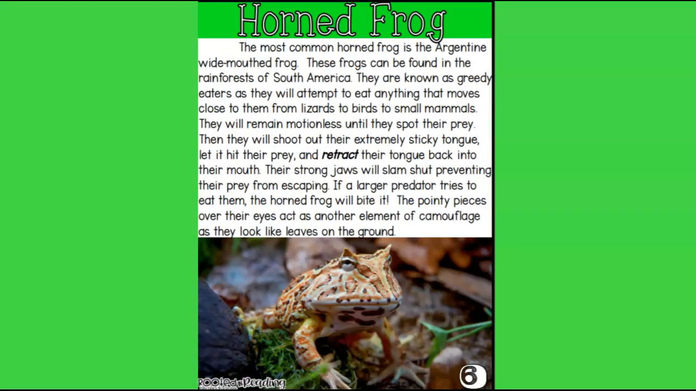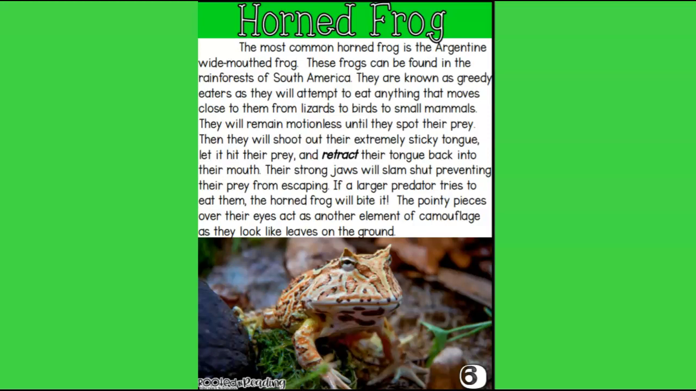The horned frog. The most common horned frog is the Argentine wide-mouthed frog. These frogs can be found in the rainforest of South America. They are known as greedy eaters as they will attempt to eat anything that moves close to them, from lizards, birds, to small mammals. They will remain motionless until they spot their prey.